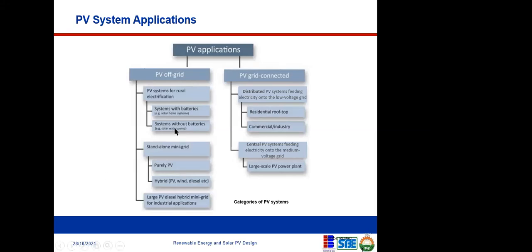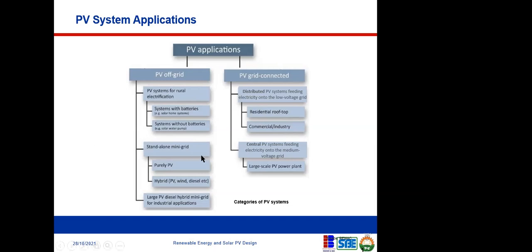There are also some systems without batteries, which are the solar water pumps. Sometimes you generate this solar electric energy and you don't use it to power your appliances. You use it to power solar pumps, to pump water. That's water pumping. So in most cases, you don't need batteries for this kind of system. All of these are classified as an off-grid application of solar PV systems.